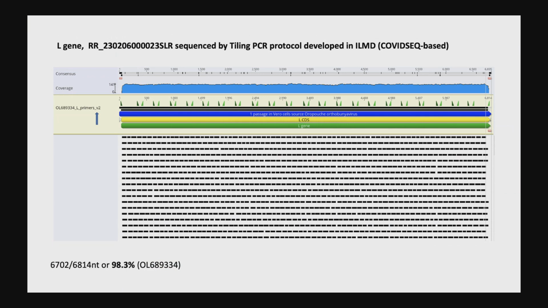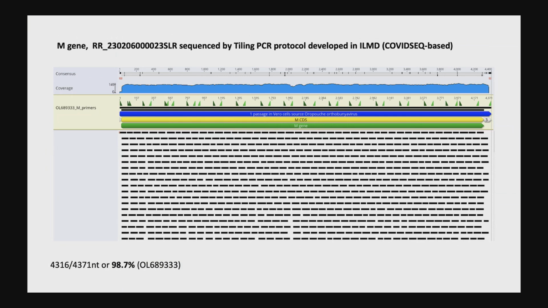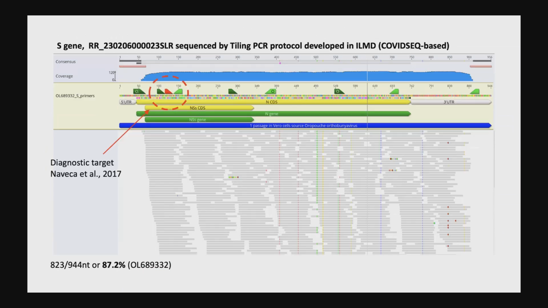Then we designed primers for the 3 segments. Here I can show you the L segment, covering 98.3% of this segment. For the medium segment, we have almost 99% covered by this strategy. And for the small segment, we have 87% sequenced using this approach.